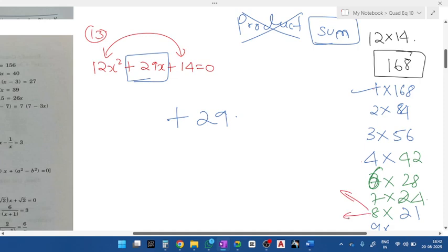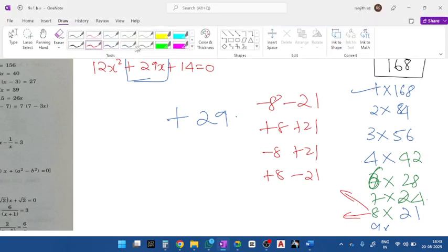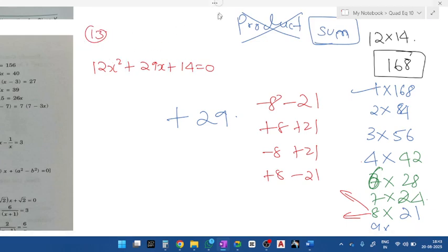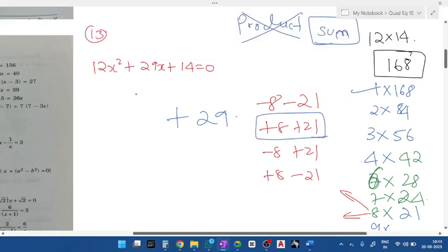What are the two values? Add 8 and 21. Get 29. So take 8 and 21. What are the 4 sign combinations we have in maths? Minus minus, plus 8 plus 21, minus 8 plus 21 and plus 8 minus 21. Out of these four, which combination will give 29? Plus 8 plus 21 will give.